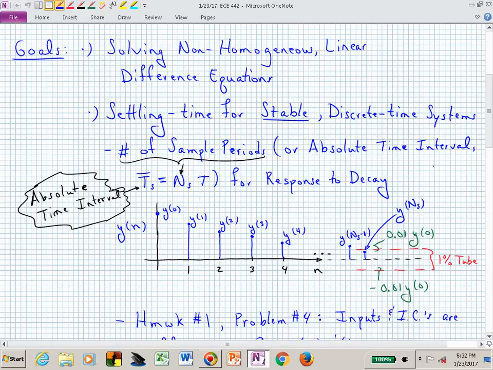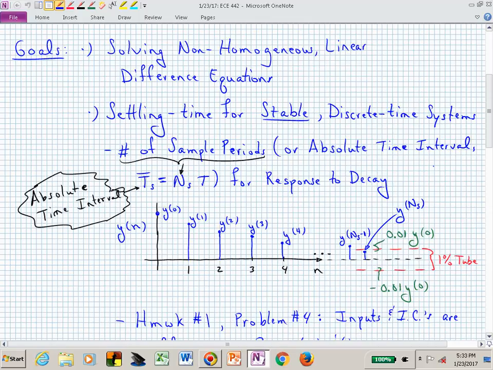And sometimes it's nice to know when do you settle. At what time? And we might talk about different times. One might be the number of sample periods, which is capital N sub S, and another might actually be the actual time, which is the number of sample periods N sub S times the sample period capital T.